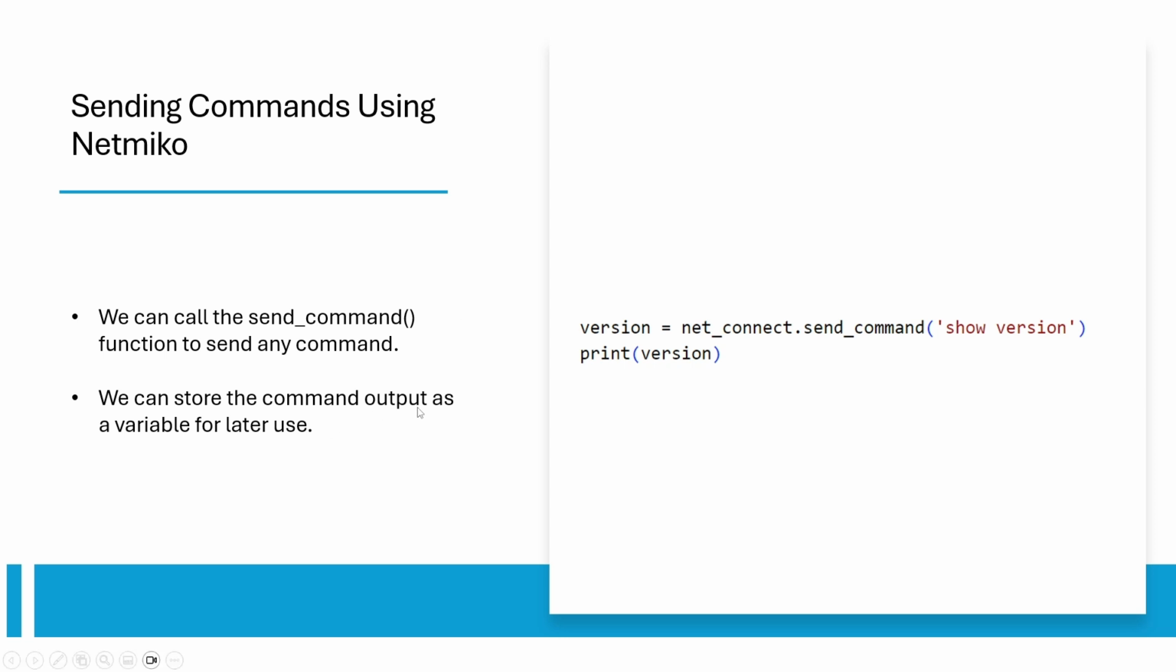We can store the command output as a variable for later use. For in this example, version is going to be equal to the netconnect object. We're going to send a command, and the command we send is going to be the string show version. And then if we want to see the output of that command, we can issue the print command and we can print version.